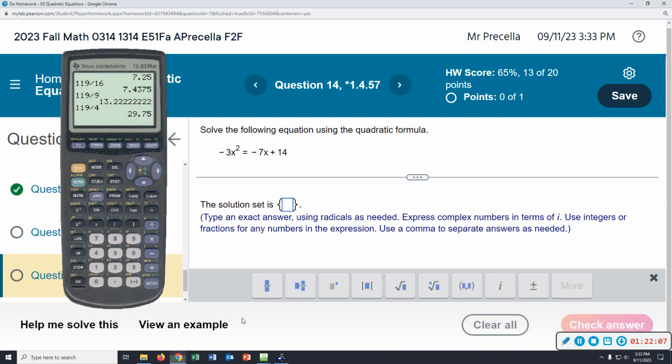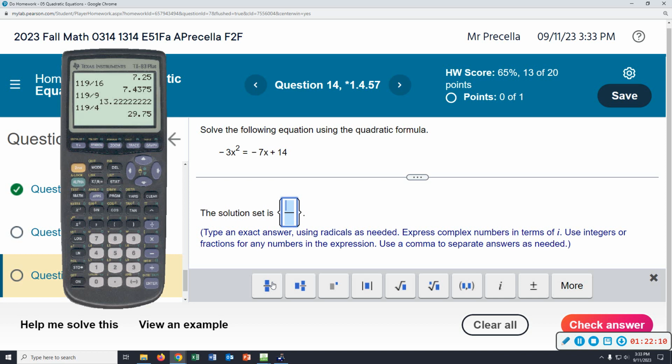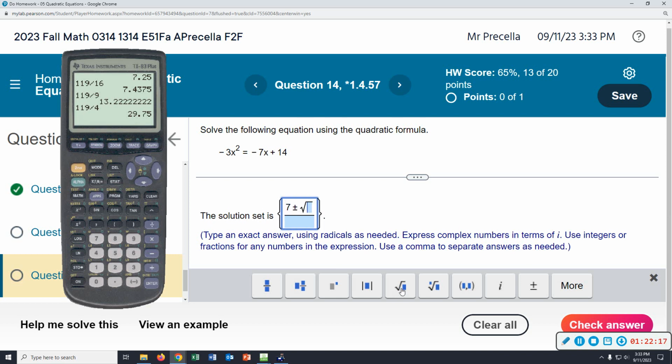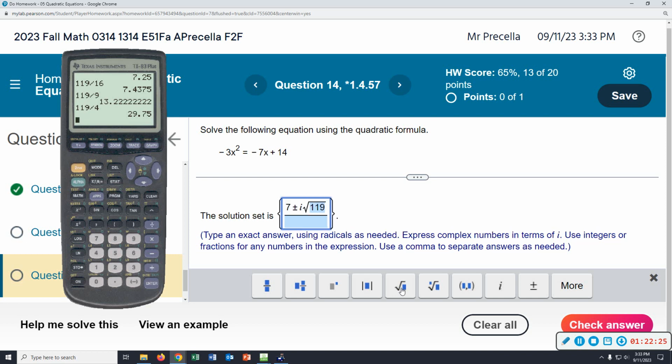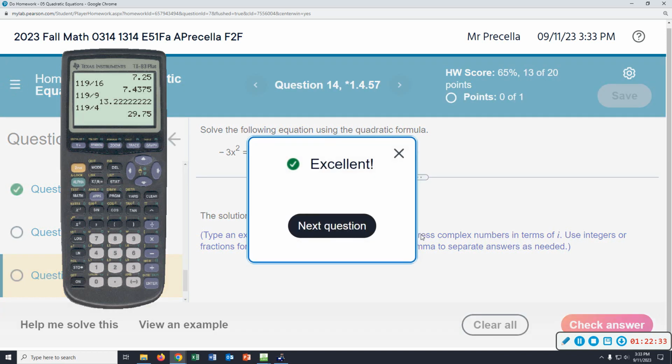But let's see if they would. It used to take it if you did just one big fraction, which is easier to type in: 7 plus or minus i square root of 119, all over 6. They used to take the answer like that. Let's see if it does. It did. Well, I'll be darned. But I wouldn't count on it always taking it. Not all of them do, unless they've changed it back the way it used to be.